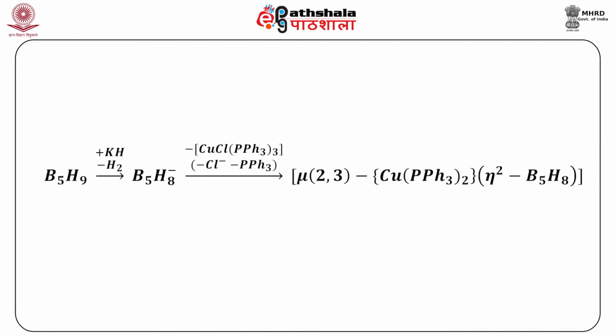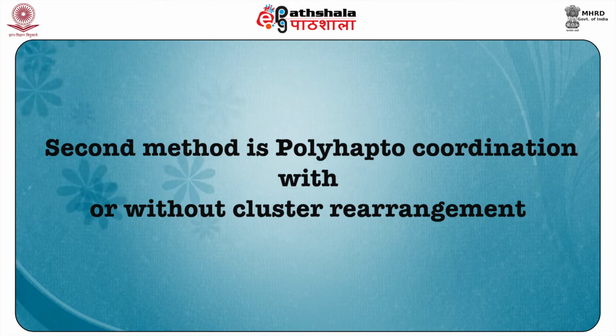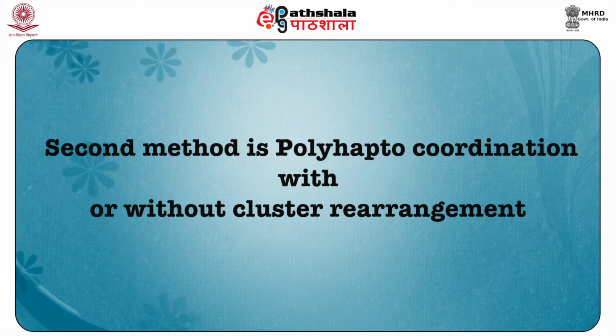Similarly, B5H9 after treatment with potassium hydride gets deprotonated to form B5H8 minus. This anion is treated with a copper complex such as tris triphenylphosphine chlorocopper to give you a copper metalloborane, wherein this borane cluster gets inserted into the copper coordination sphere. The second method is the polyhapto coordination with or without cluster rearrangement.